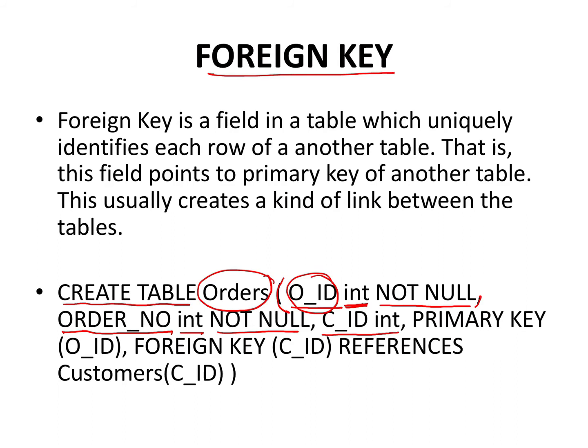Now I want to declare keys. There are three columns here: order ID, order number, and CID, customer ID. I have decided that I want to make the column order ID the primary key. So how do I make it? We have already seen primary key, and in the bracket I'll merely write order ID. So order ID has become the primary key.